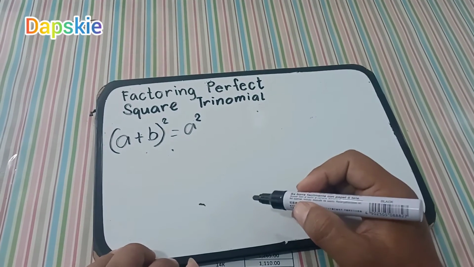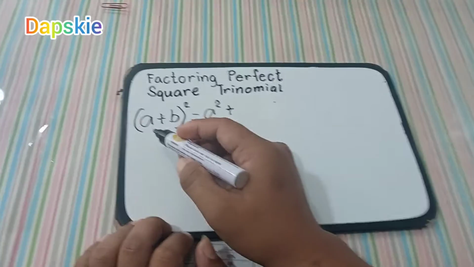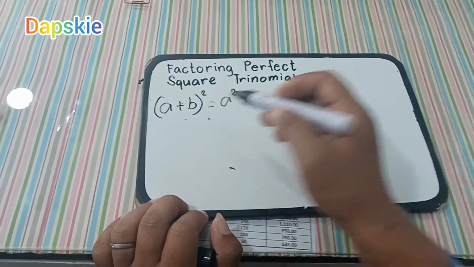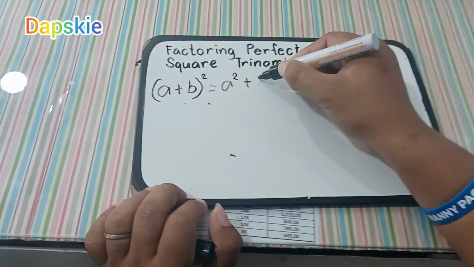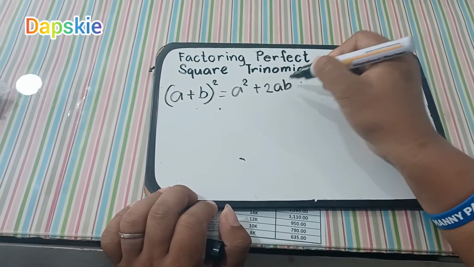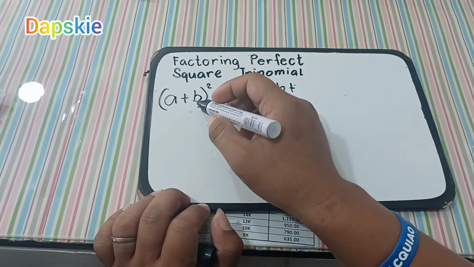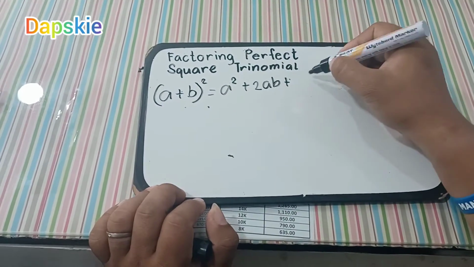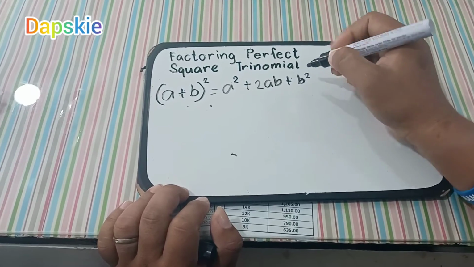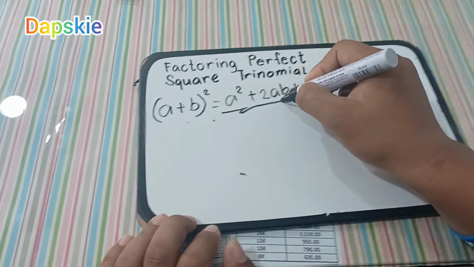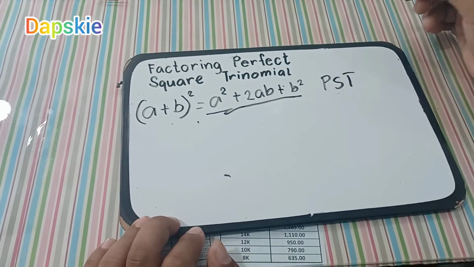a squared. The next, copy the sign, multiply natin yung first term and the second term, a times b, ab, then multiply natin ng 2, so becomes 2ab, then plus, then square natin yung second term which is b, that is b squared. So ito na yung tinatawag na perfect square trinomial.